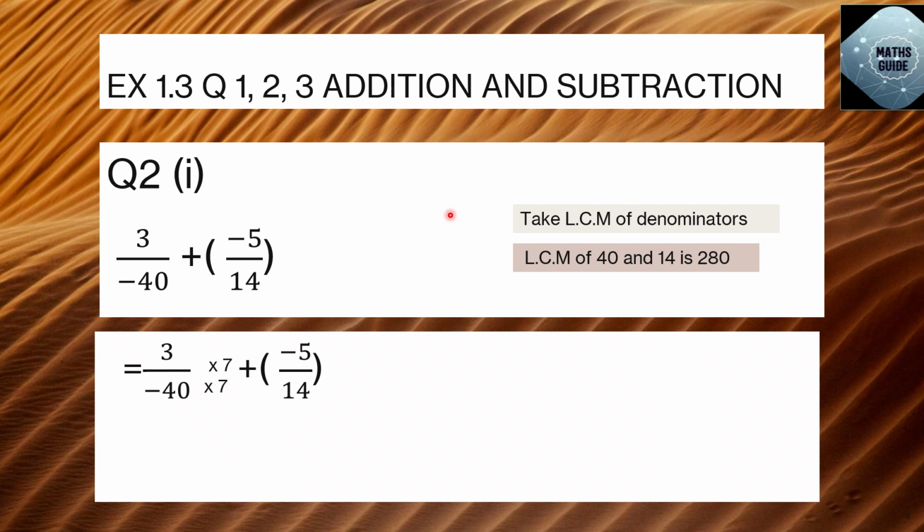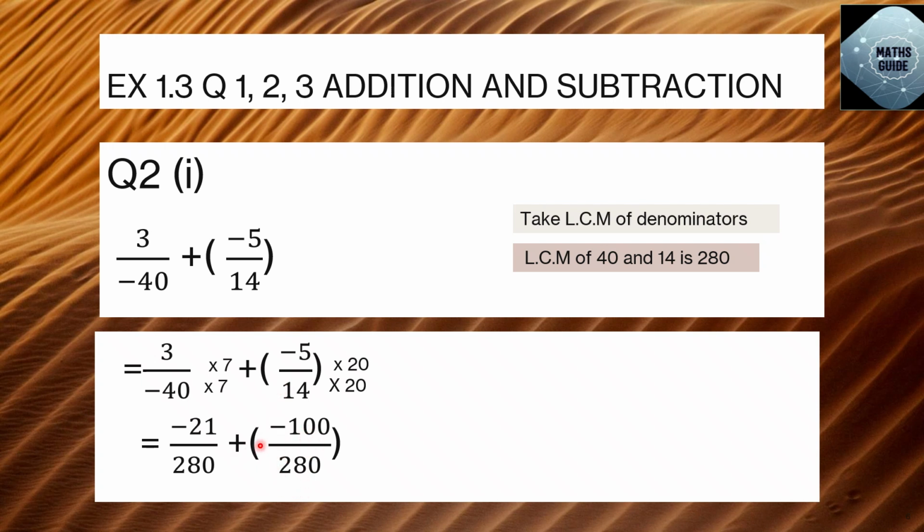Now we will make their denominators the same. 40 into 7 is 280 and 14 into 20 is 280, and we get minus 21 over 280. This negative sign has been placed with the numerator now. It's okay, you can put it with the denominator or numerator, it doesn't matter. And here we have minus 100 over 280.